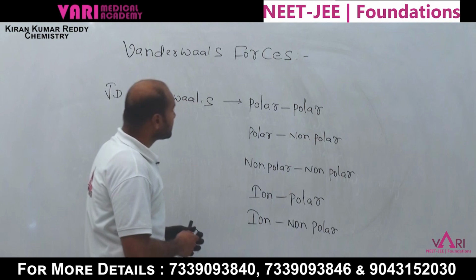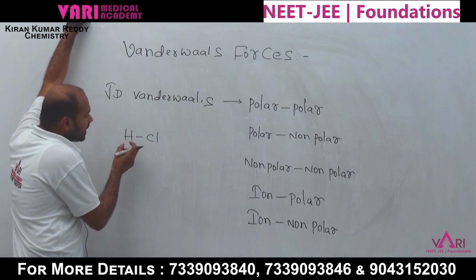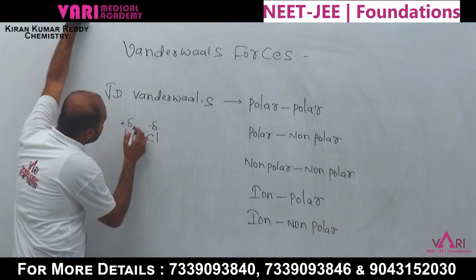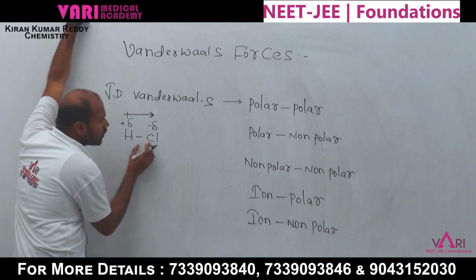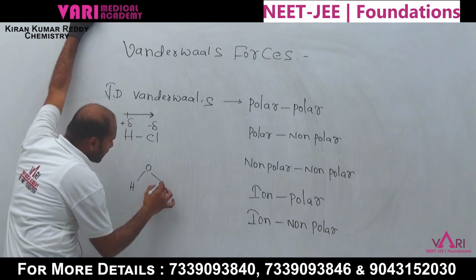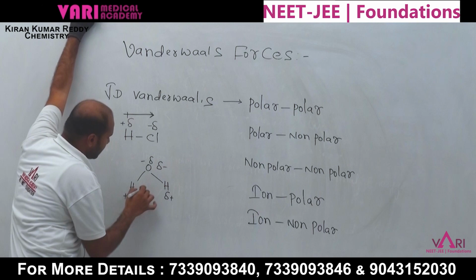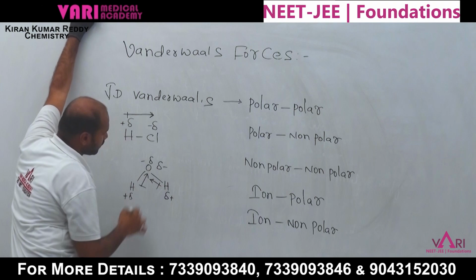What is a polar molecule? Polarity of the molecule means, for example, I am taking HCl. In HCl, here is more electron density, here is minus, here is plus. The dipole moment is from less electronegative to more electronegative. This is the polarity of that. How many dipoles are present? One dipole is present. If you take a water molecule also, how many dipoles are present? Here is plus, this one also plus. Here is minus, here also minus. From less electronegative to more electronegative. Two dipoles are present.